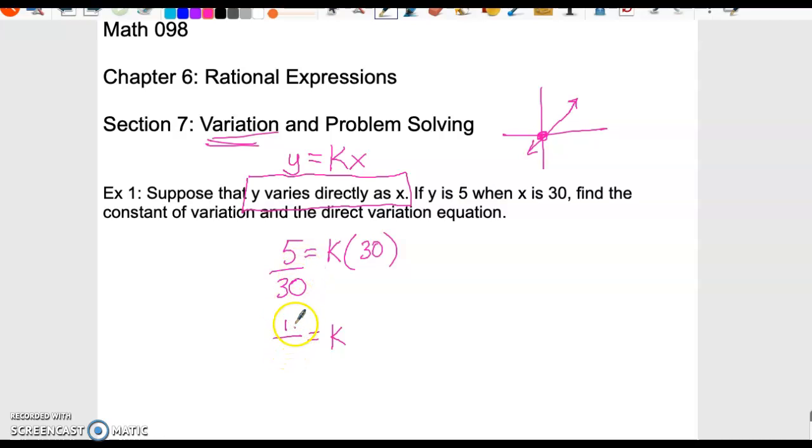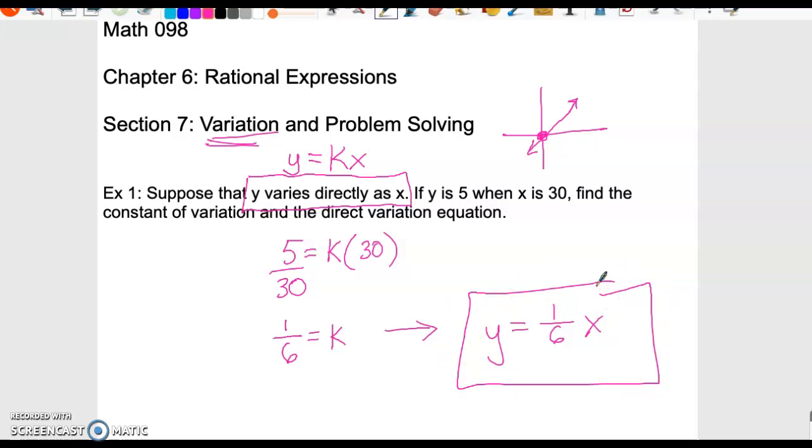5 divided by 5 is 1. 30 divided by 5 is 6. So then we could say that the equation is y equals 1/6 x. Up 1, right 6. And if we kept going up 1, right 6, when we get to y is 5, we would get to x is 30. So everything I've said has been true so far. By the way, this k value is called the constant of variation. And then this is the equation.